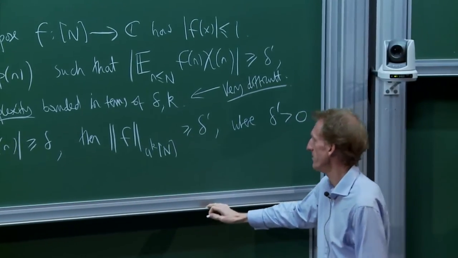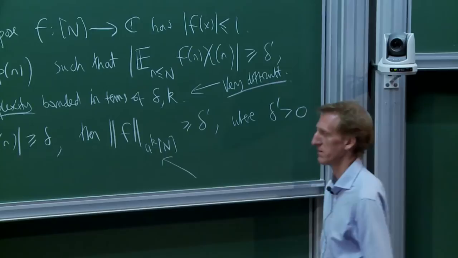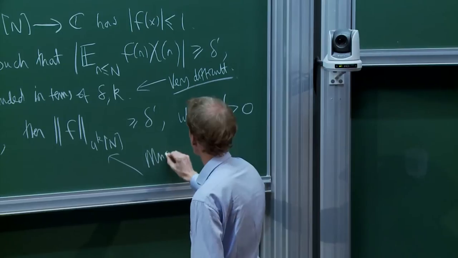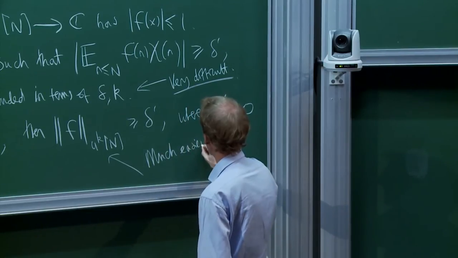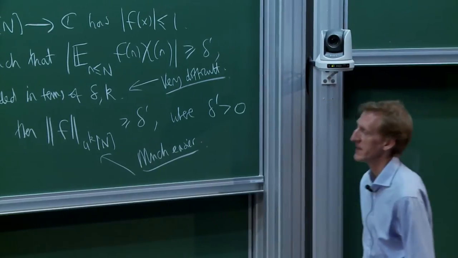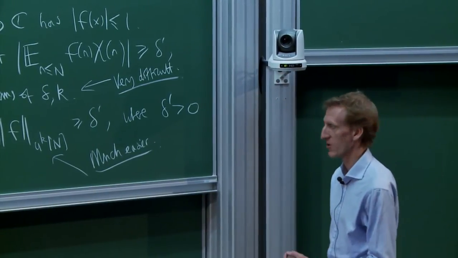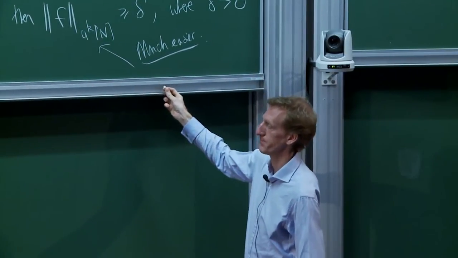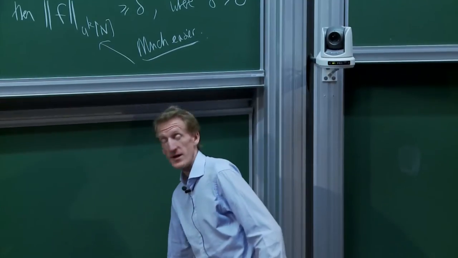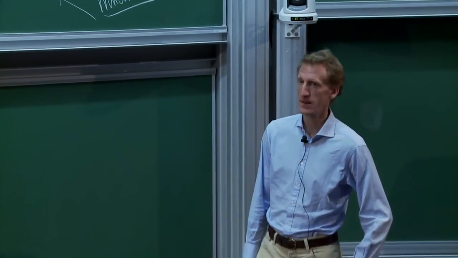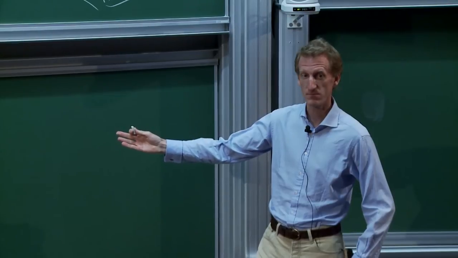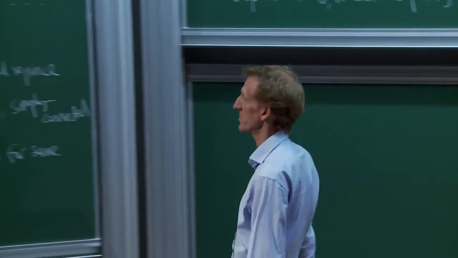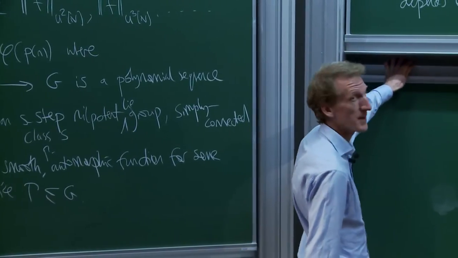The converse is much easier, and I'm going to probably even sketch a proof of this. So it's relatively easy to show that if f correlates with a nil sequence, then the Gowers norm is large. So any questions before I set off on trying to make all of this more precise? Good. Yeah, so the plan is I'm going to just define all of these terms properly. So let's define the Gowers norms first of all.